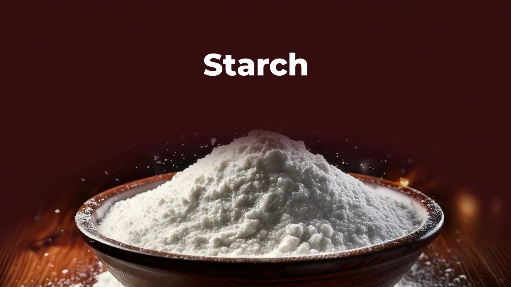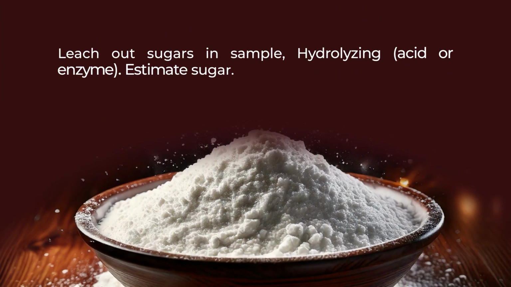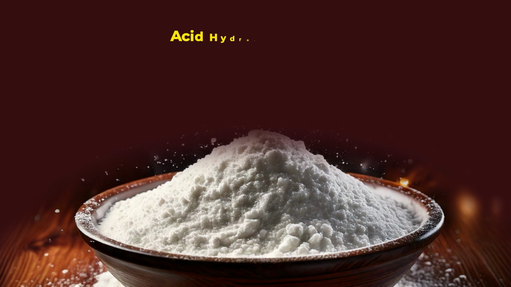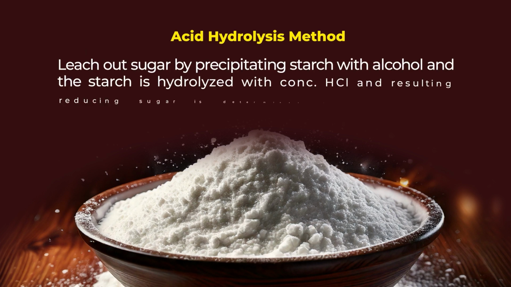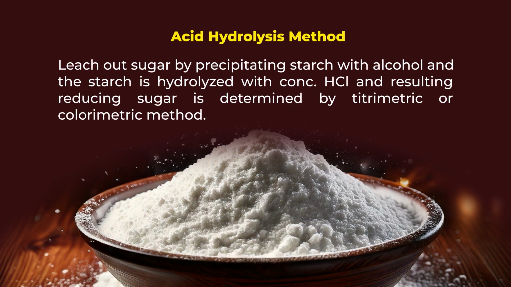The next carbohydrate is starch. In the case of starch, it is acid hydrolyzed or enzymatically hydrolyzed. So what we do is we leach out sugar by precipitating starch with alcohol. We add alcohol to the sample, the starch is precipitated, and to that we add hydrochloric acid. The whole thing will be converted into reducing sugar. We know very well how to determine reducing sugar; we have just done it spectrophotometrically.